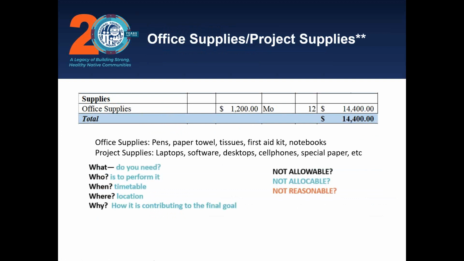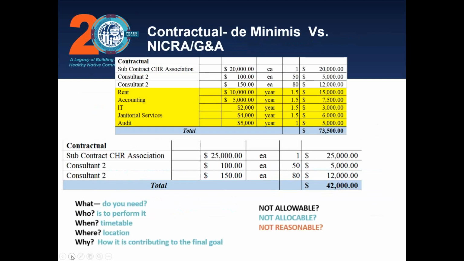The next one is office supplies and project supplies. Here I want to say office supplies and project supplies are usually confused. Office supplies will be pens, paper towels, tissues, etc. Your project supplies are laptops, software, desktop, cell phone, special paper, anything that is completely connected to what you're doing. So you have to make sure that you're including the ones that are project supplies. Even if most people put them as office supplies, that's because it will be supplies for your office, but it's only connected to the project. Next one, please.